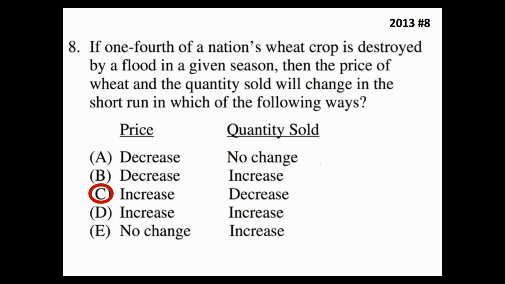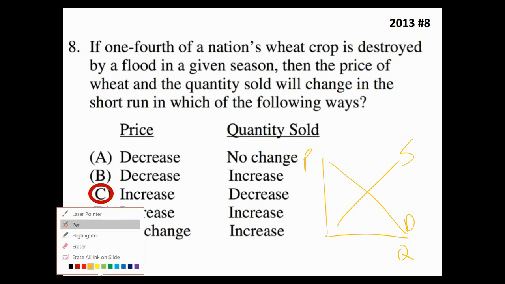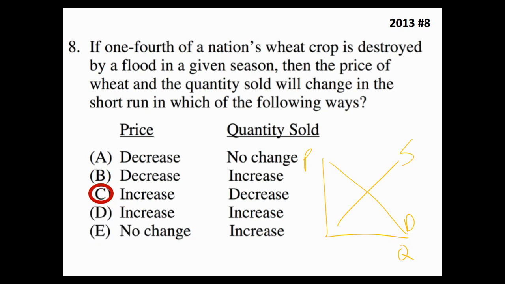How do I know this? On the test, you're going to draw everything out. So here's a demand, here's our supply, here's price, here's quantity, and it says that there's a flood and part of the crops are destroyed. So what's going to happen? The supply curve is going to shift this way, right? And what happened? The price went up and the quantity fell. Boom.